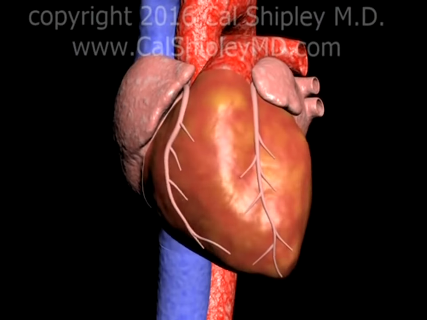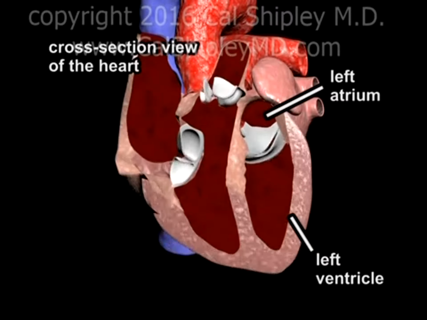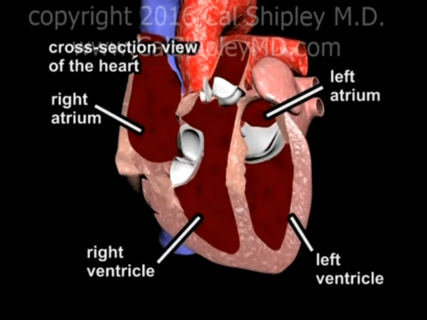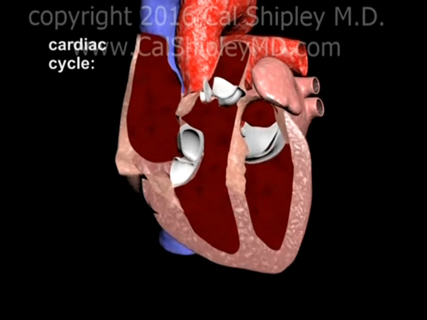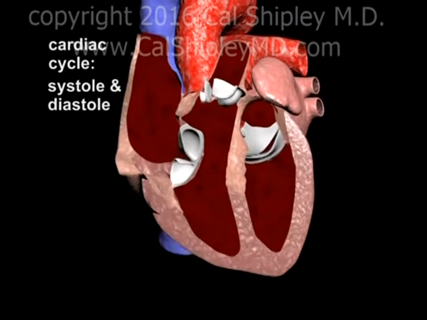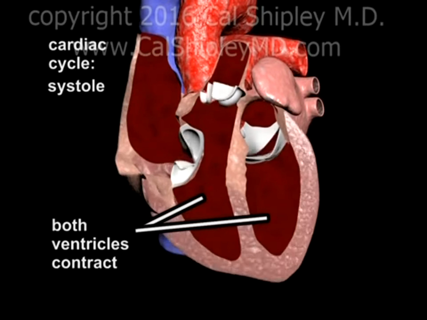There are four chambers within the heart. On the left side, the left atrium and the left ventricle, and on the right side, the right atrium and right ventricle. The movement of blood through the heart is divided into two distinct phases, systole and diastole, which together are known as the cardiac cycle. During systole, both the right and left ventricles contract.